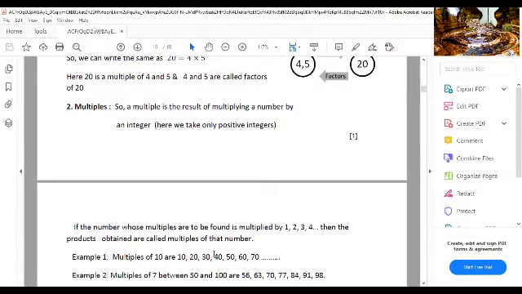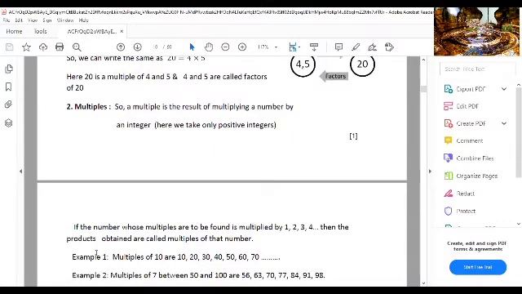That means these are called multiples of 5. To find the multiples of 5, just write down 5 ones are 5. Now 5 twos are how much? 10. 5 threes are 15. 5 fours are 20. Now multiples of 5 become 5, 10, 15, 20 and so on.